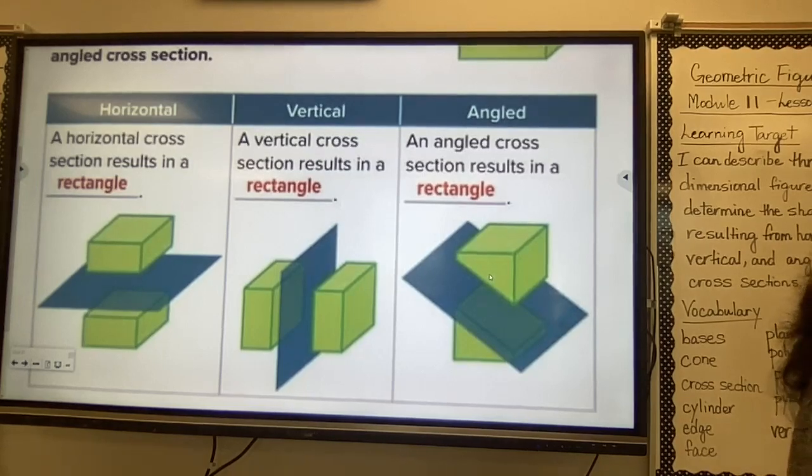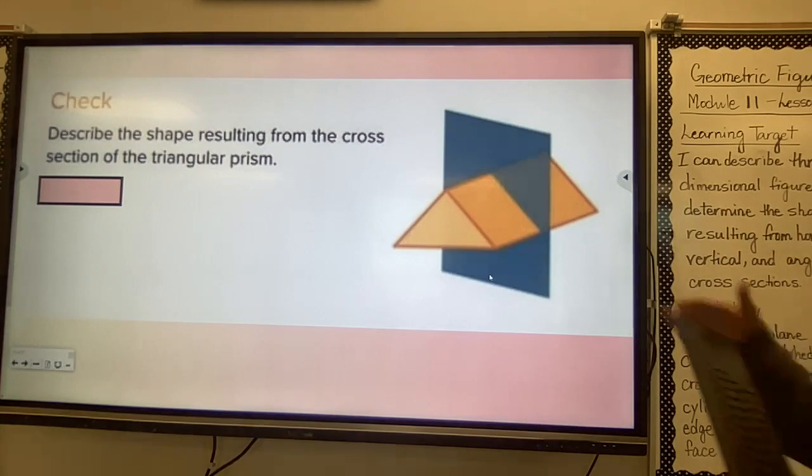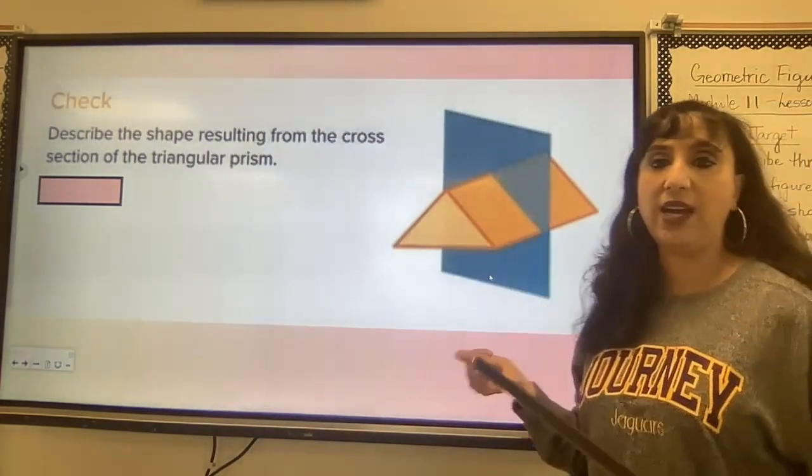Now, describe the shape resulting from the cross section of the triangular prism. So what do you see here? It is going to be a triangle.